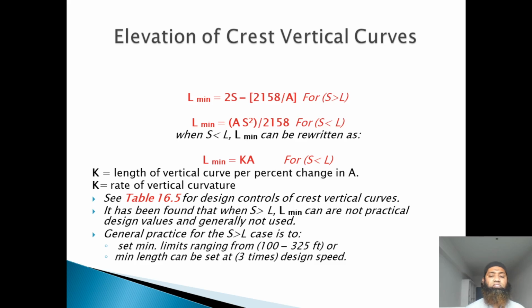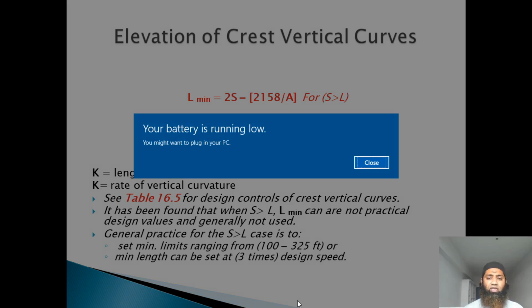Okay. Now what is the elevation of crest vertical curves? L minimum is equal to 2S minus 2158 by A. We have already got that from the previous slides, and AS square divided by 2158 for S less than L. So this is a little change here. You must have seen A is not provided here. A is not important here, so it can be solved without that also. When S is less than L, L minimum can be rewritten as L minimum is equal to KA. Okay, fine.